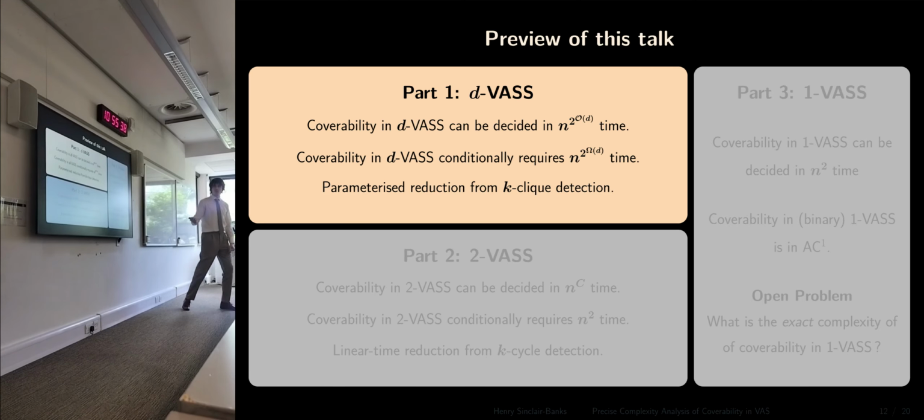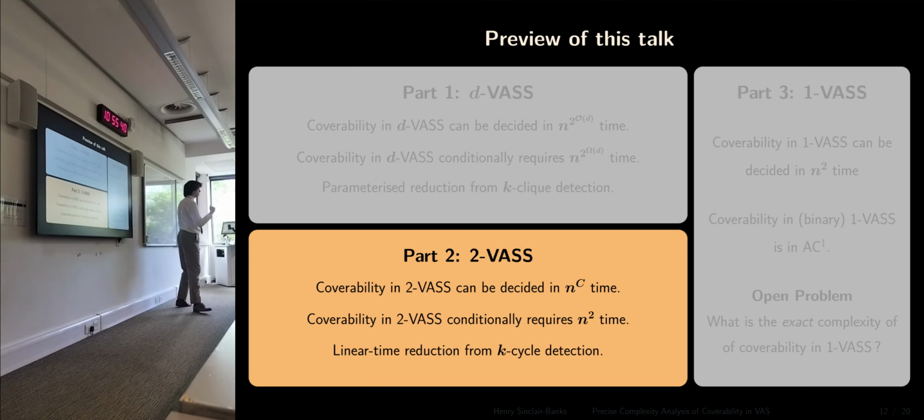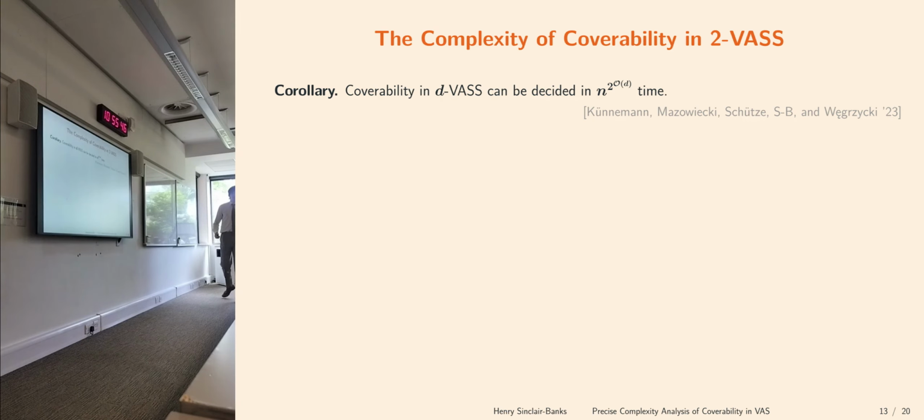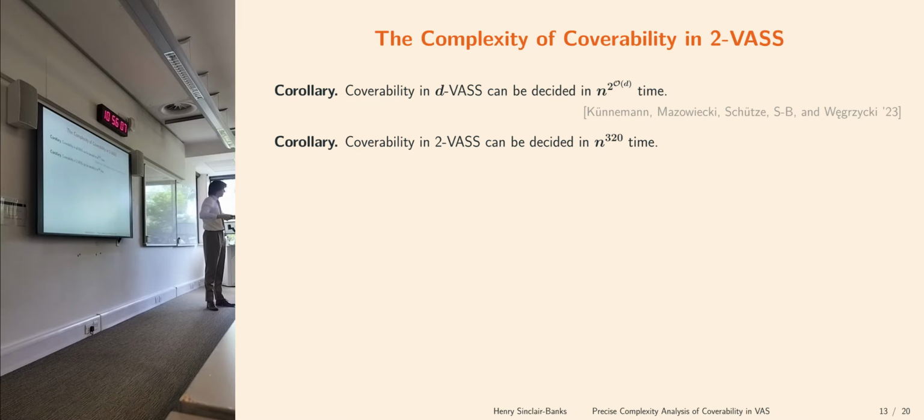Part 2. Now I'm going to talk about coverability in 2-VASS, which is something very similar, but I'm going to talk about k-cycle detection instead. So, we just had this theorem earlier, that coverability can be decided in n to the 2 to the d time. This is the upper bound that I gave you as context. So if I fix d as 2, I'll get a polynomial time algorithm for coverability. So I opened up a paper and I was like, okay, let's fix d as 2 and see what happens. And we get 320.